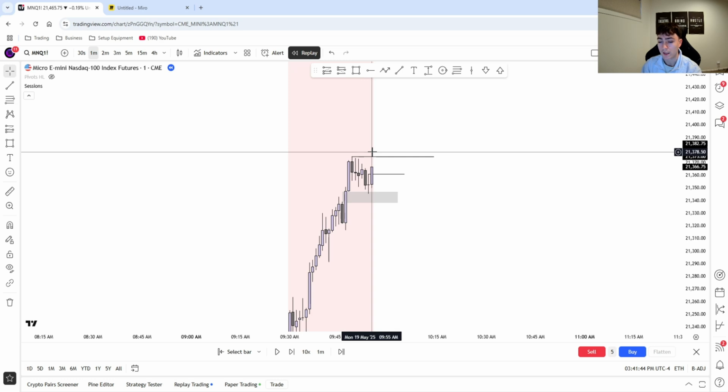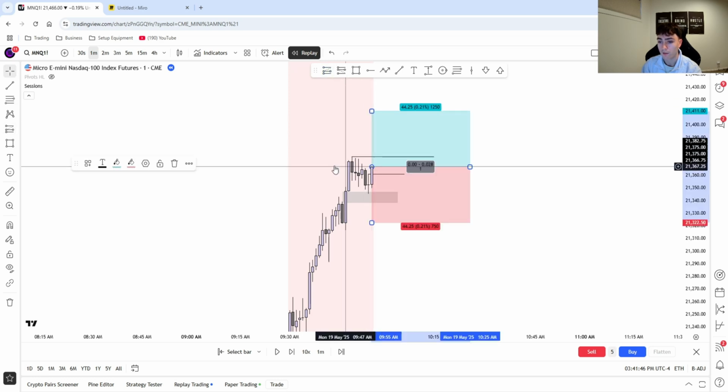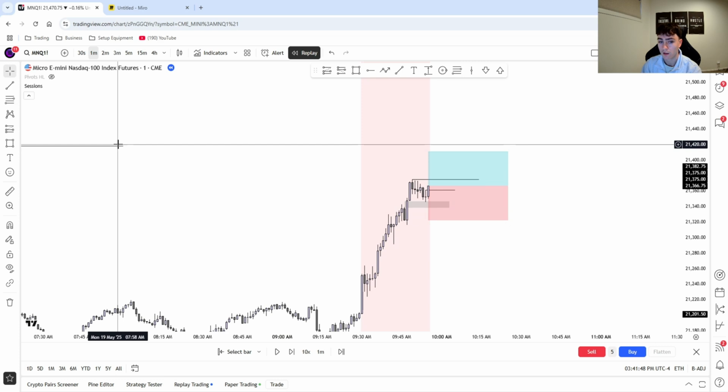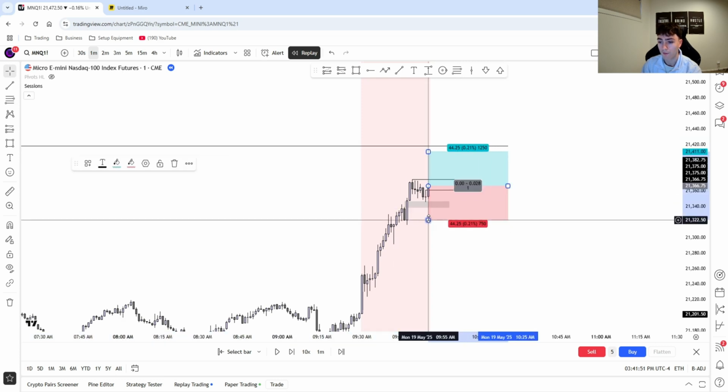We did not make equal highs or sweep. We close above right there. That is where we get in our position, right? What do we have right above it? We have the Asia high.